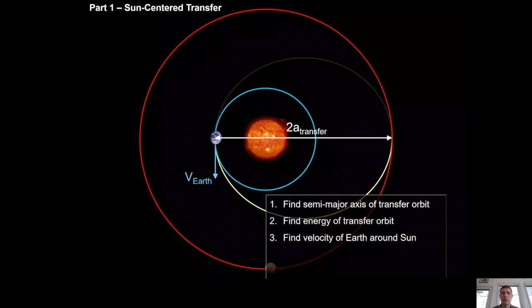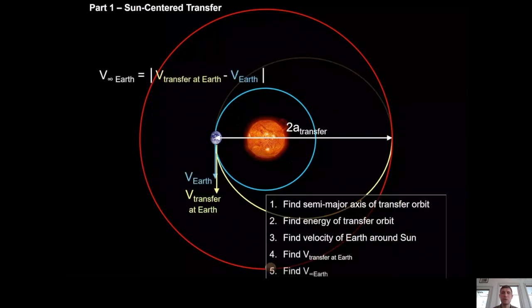To start out with, we're traveling on Earth, and our satellite, even though it's in orbit about Earth, is traveling with Earth. So we should find the velocity of Earth in a circular orbit about the sun. So use our velocity equations for a circular orbit to find the velocity of Earth. Once we have that, we find the velocity needed for our transfer orbit at the radius of Earth, so at that perigee point of our transfer orbit.